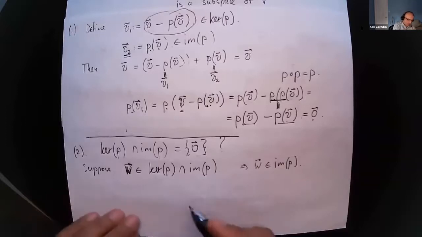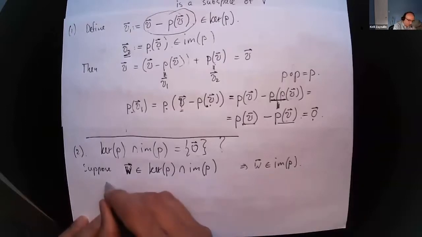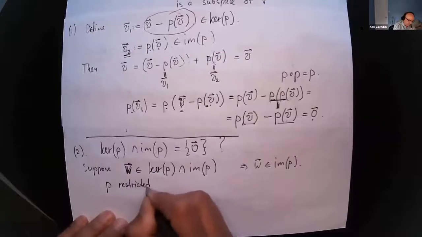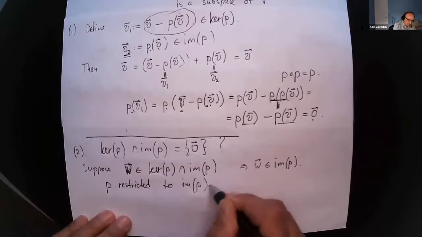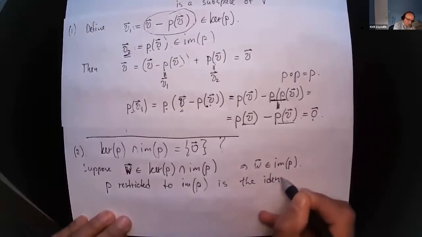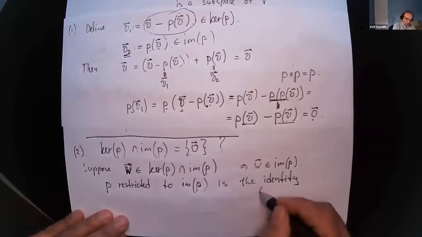So let me write it. P restricted to the image of P is the identity. But the identity is injective. Indeed, it's bijective, so in particular it's injective.